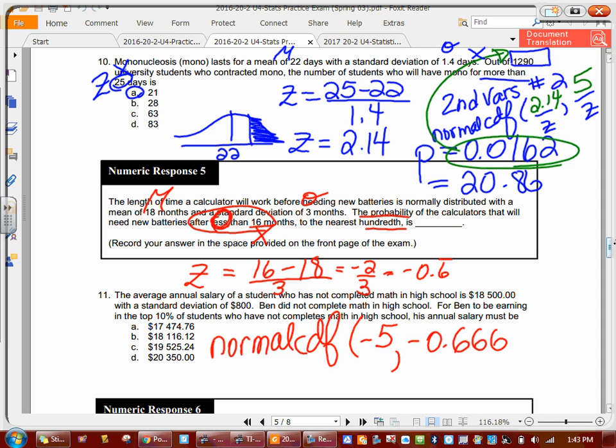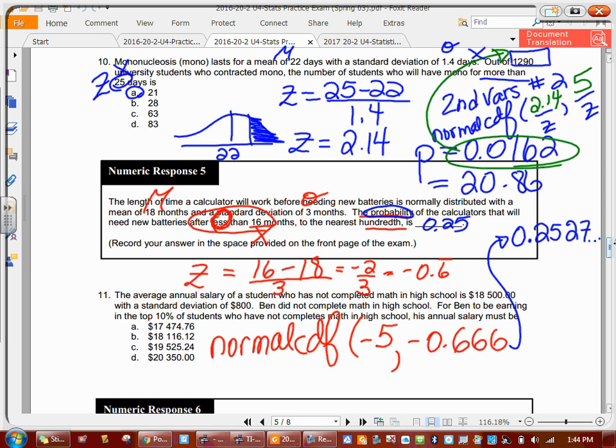0.25, 27, etc. So, to the nearest hundredth, 0.25. Percent? No, it just asks for probability. If it asks for percentage, then you would. So whenever it asks for probability, always make sure that you leave it as a decimal. Okay? All right, 2 last questions.